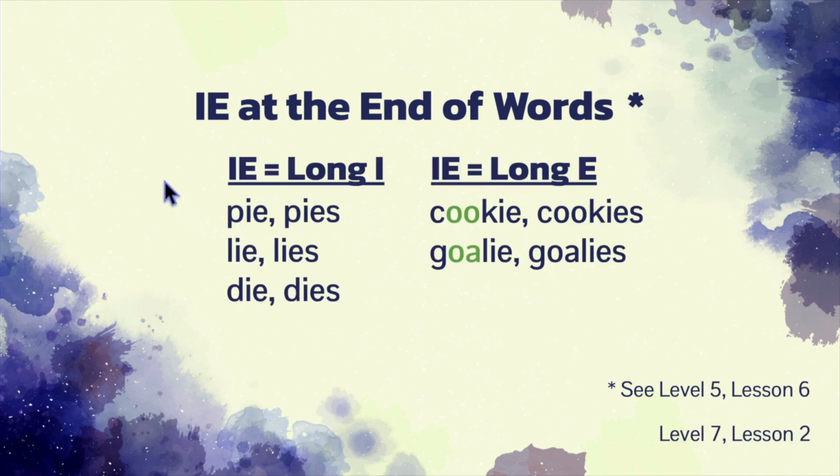When you have IE at the end of a word, if it's a short word, it will have the long I sound, like in pie and pies, lie and lies, die and dies. If it's at the end of a longer word, try the long E sound. O in this word will have the sound. So we have cookie and cookies. OA says O. Goalie and goalies.